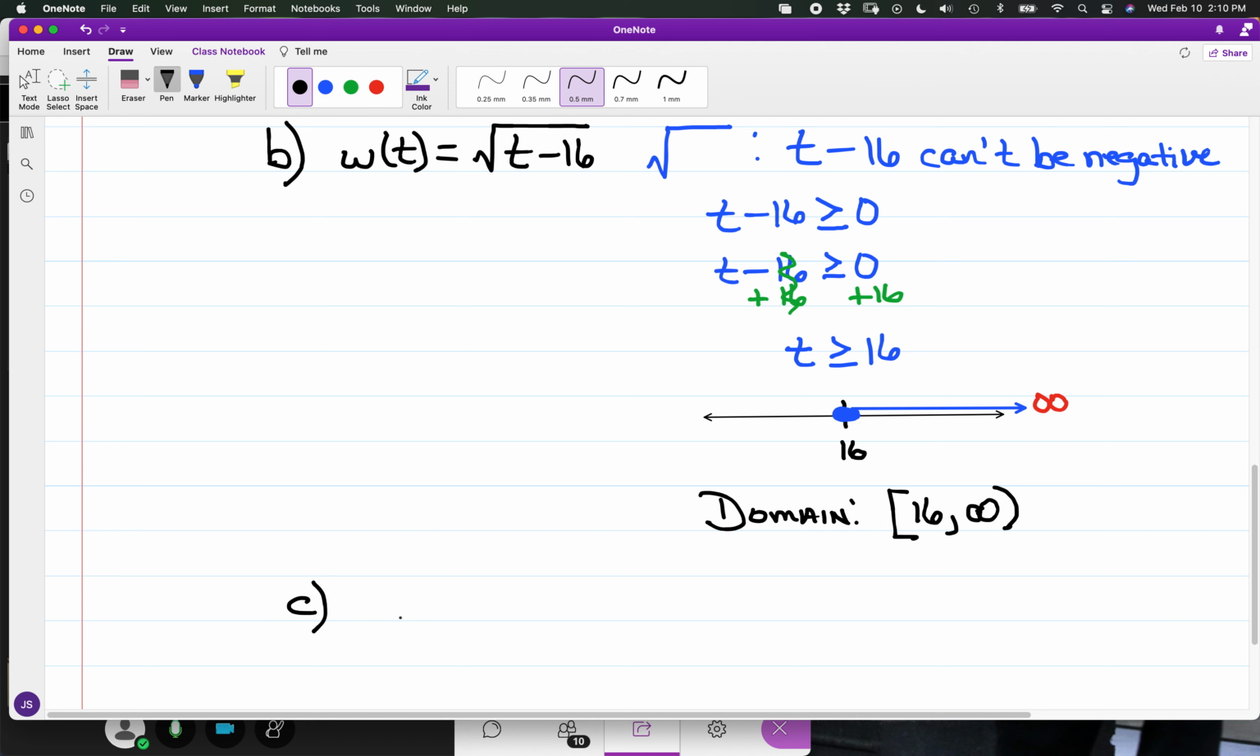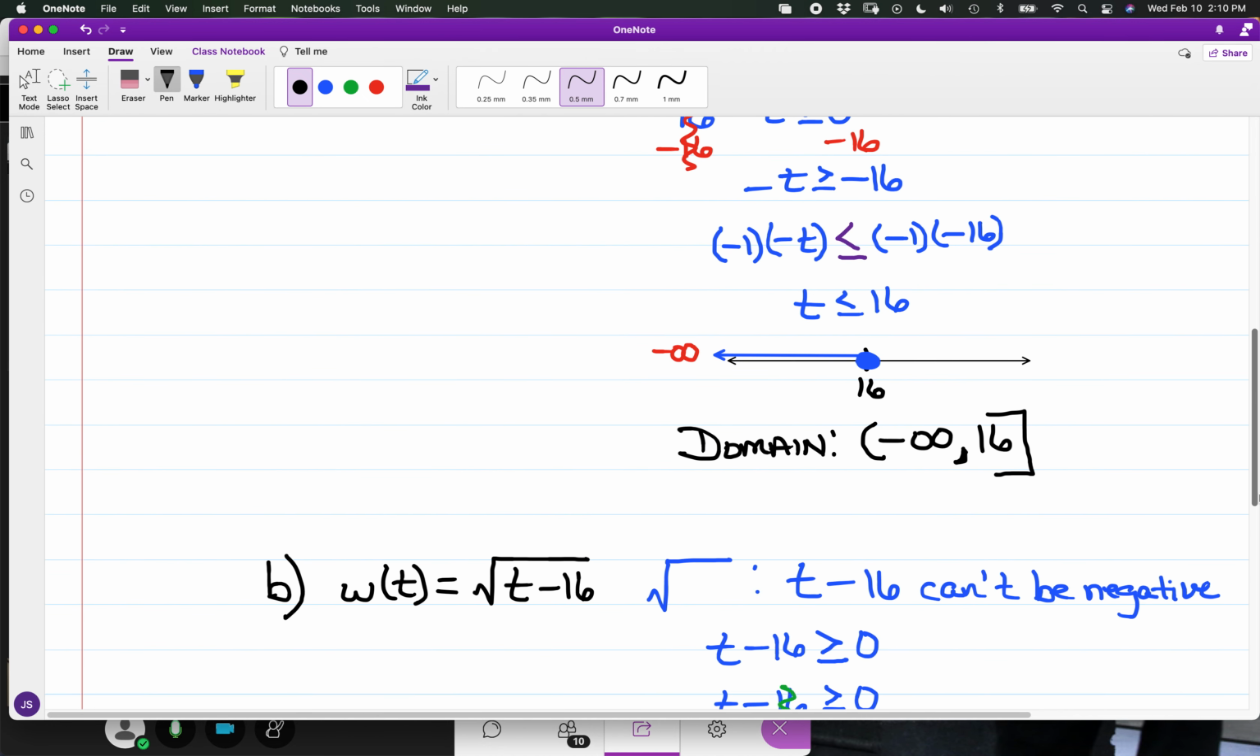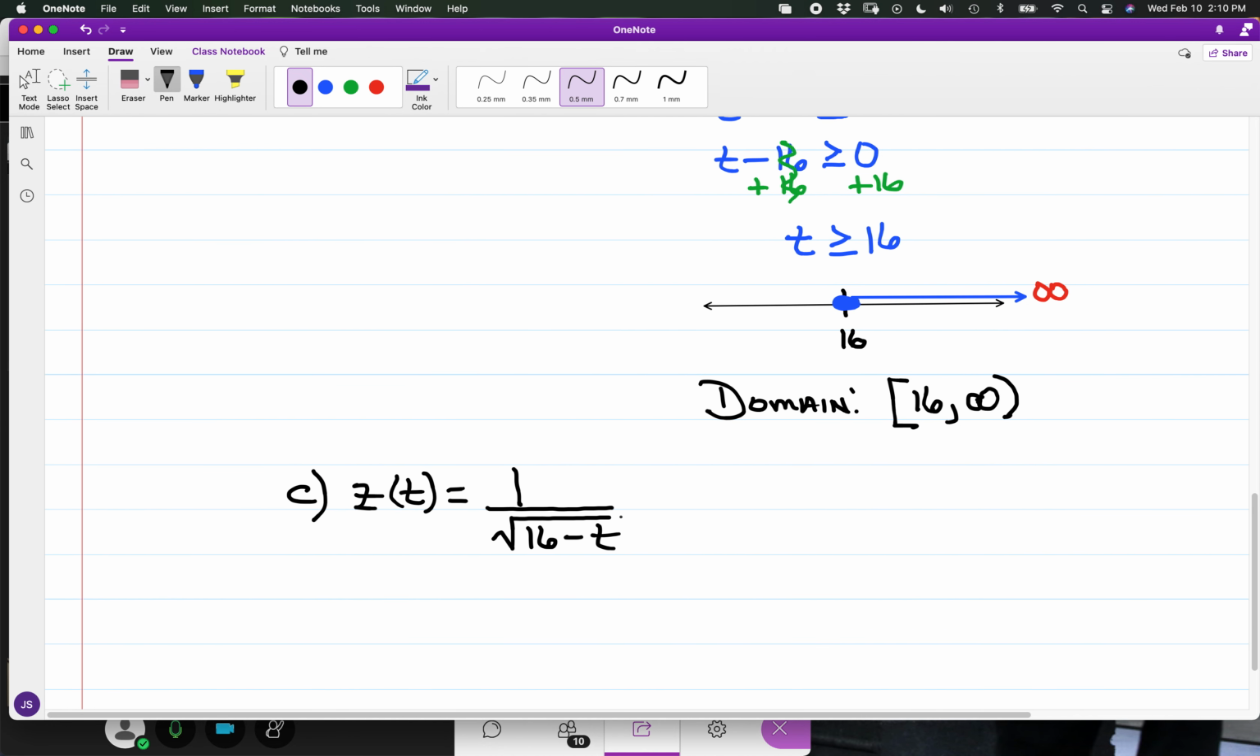Now, for what we have in the case of z of t, we have a bit of a twofold situation with the variable part of the right-hand side. Here we have the reciprocal of the square root of 16 minus t. So we have the appearance of the square root of 16 minus t from part A. Now we're looking at its reciprocal. And with the square root part, we have restricted that 16 minus t cannot be negative.